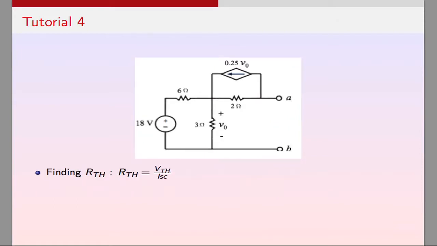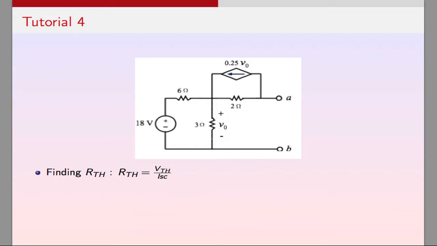Now let's try to find R Thevenin. We know there are several ways to find R Thevenin. The simplest method is to find the equivalent resistance. However, since there's a dependent source, we cannot use this technique. Instead, we will find R Thevenin using two other techniques.